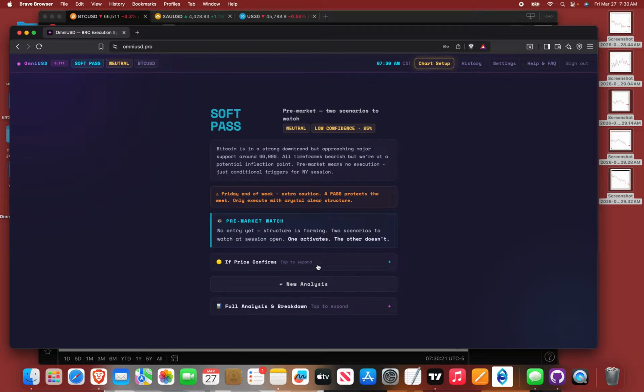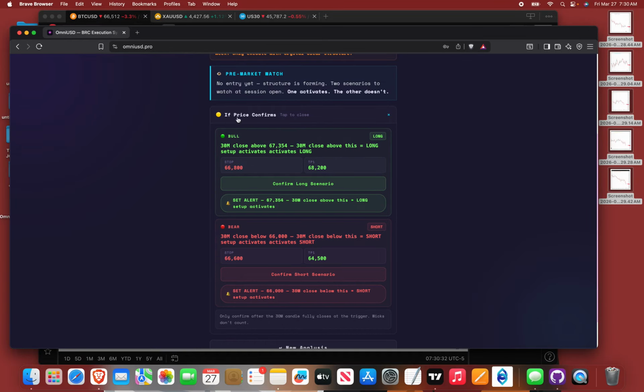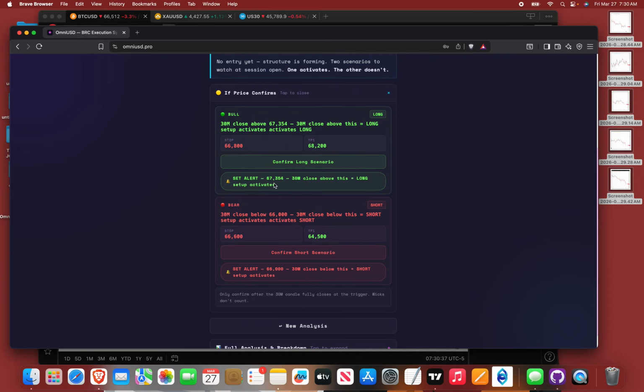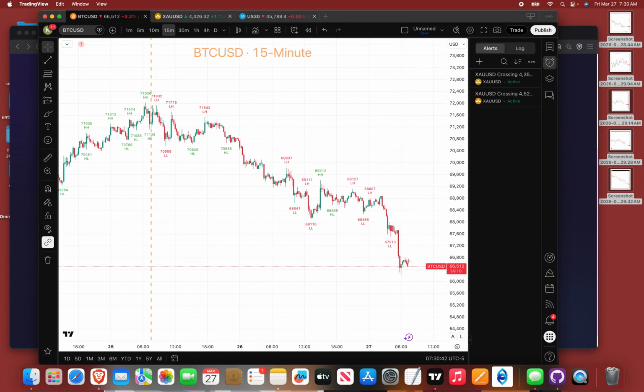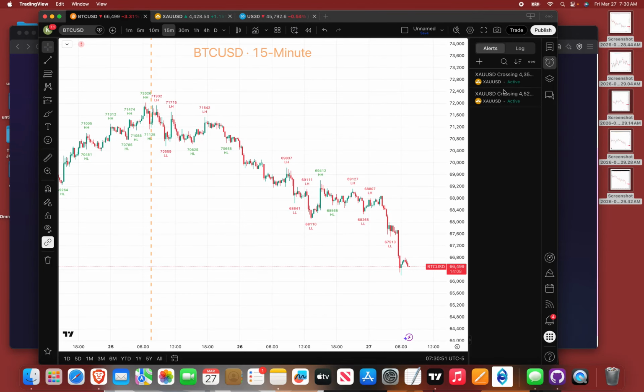Alright, it gives us a low confidence actually on this one. So let's see what it says, guys. If price confirms, so let's go back to the set alert to 67 for a long. Man, where's price at right now? Damn, price went down to 66. Alright, so let's do what it says, guys. Set alert to 67,354. Let's do it.